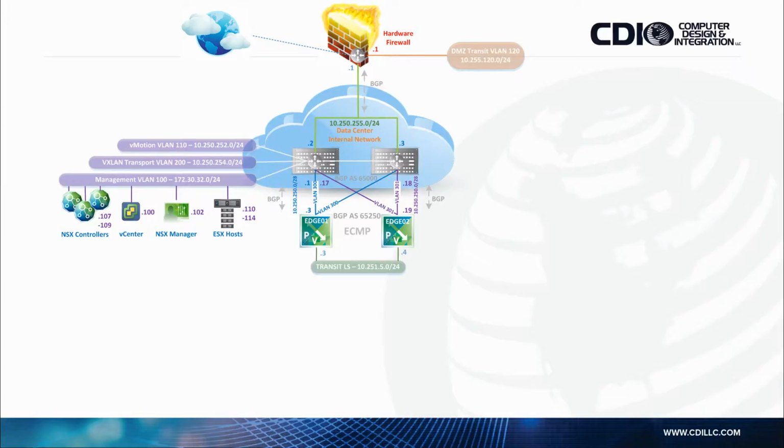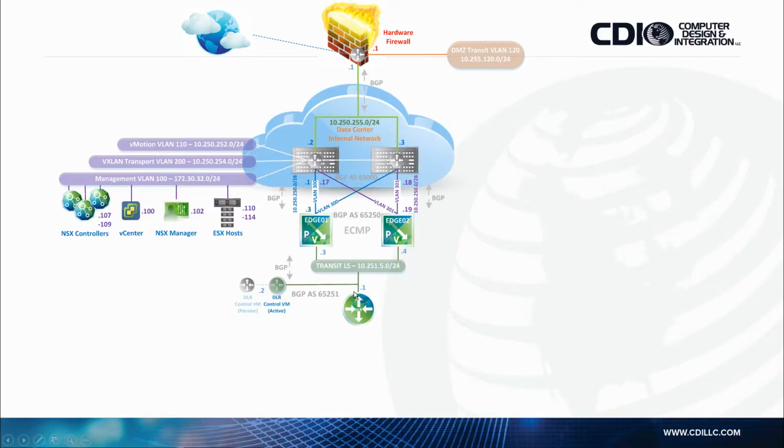Where VXLAN comes in is on the southbound. The edges will connect to a transit logical switch, and the southbound communication here is all VXLAN. What else is connected to this transit logical switch is the DLR, which is the distributed logical router. Pretty much the floating default gateway for virtual machines across all server hosts.